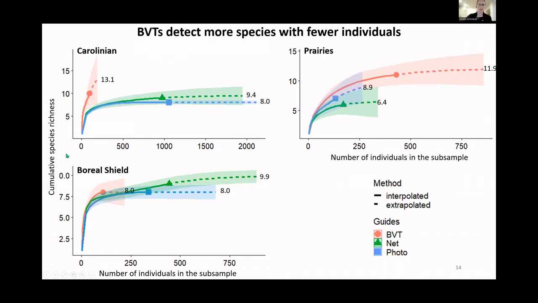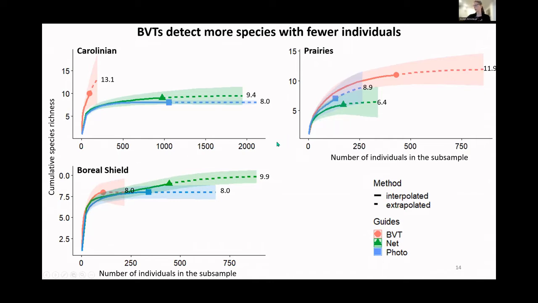And in the Carolinian and in the Boreal Shield ecozones, blue vein traps collected far fewer individuals than the other methods. However, in the Prairies ecozone, blue vein traps actually collected many more individuals than the netting and photo methods. However, they are also detecting the most species as well.